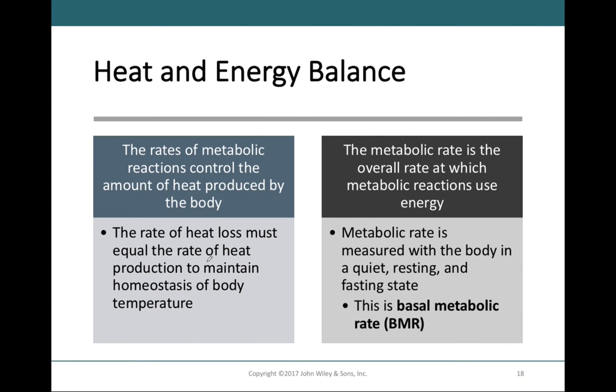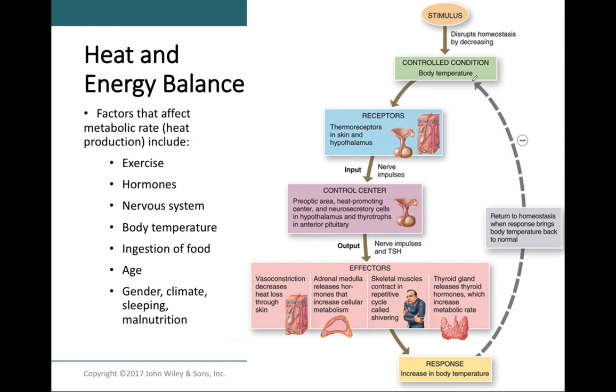If we lose more heat than is gained, we're going to decrease our body temperature. But if we gain more heat than is lost, we're going to increase our body temperature. And you can see an example of this feedback loop shown right here. So the controlled condition is body temperature. And when the body temperature is decreased, different thermoreceptors are going to be sending out signals to different places in our bodies to increase body temperature.